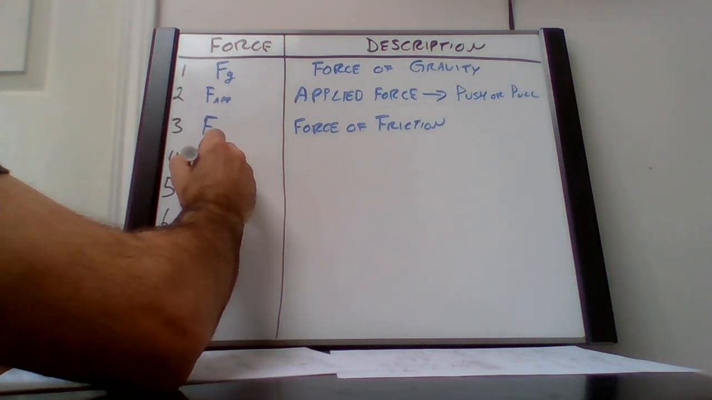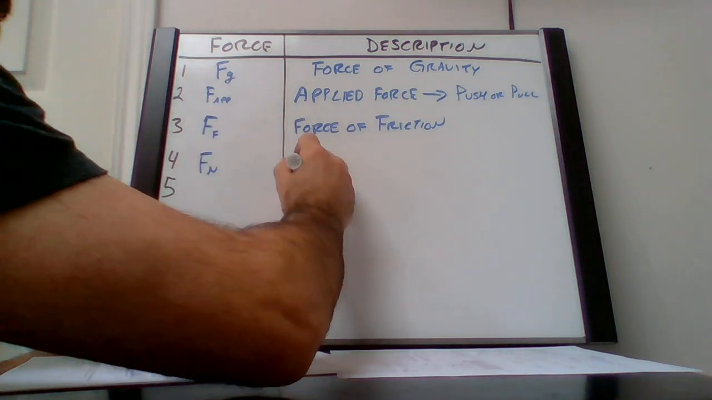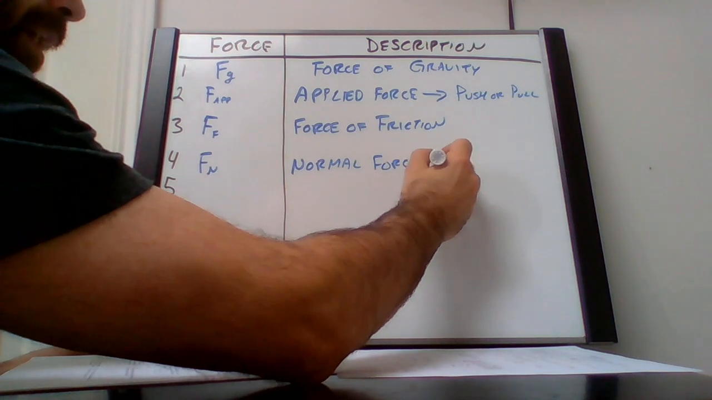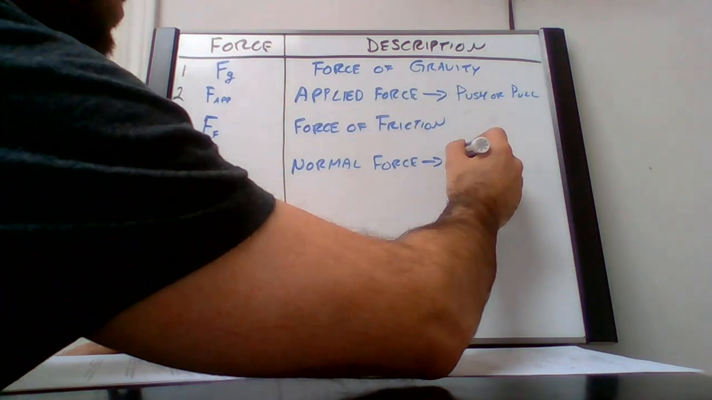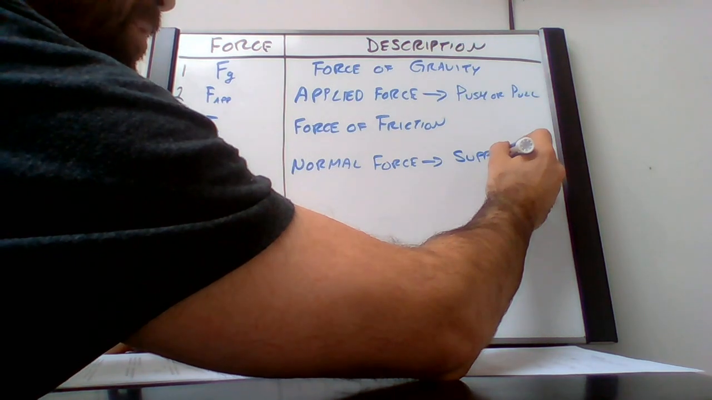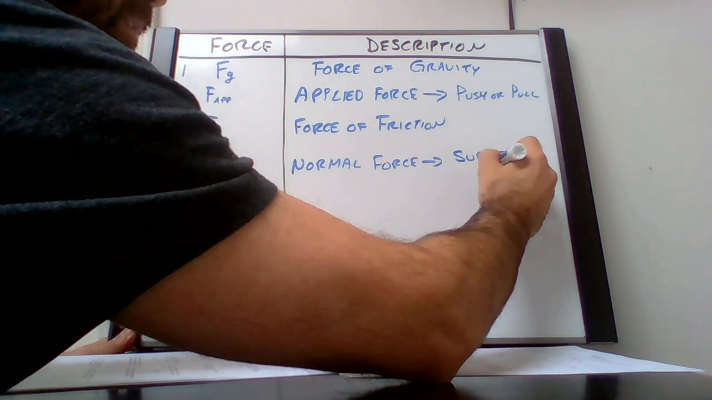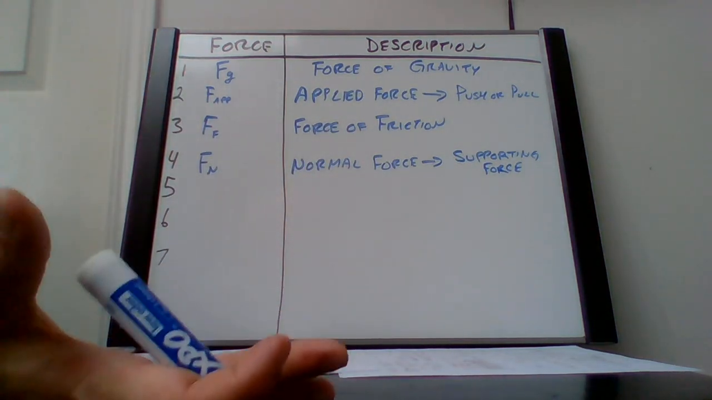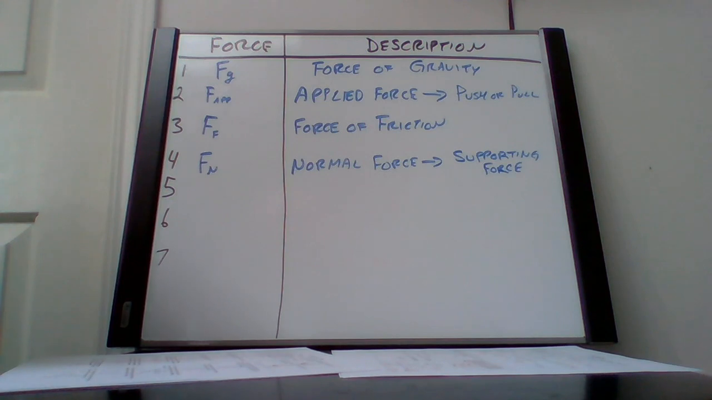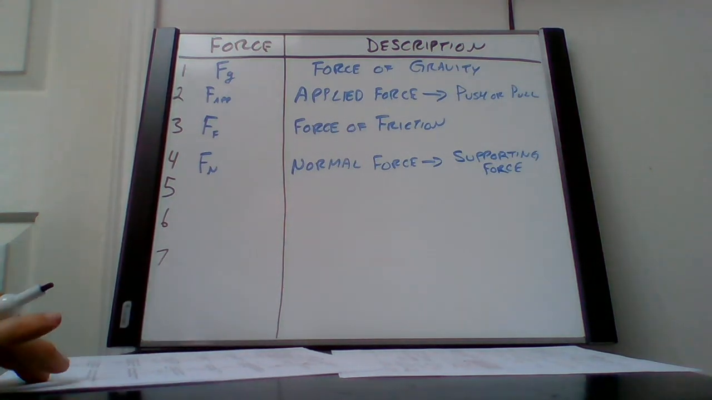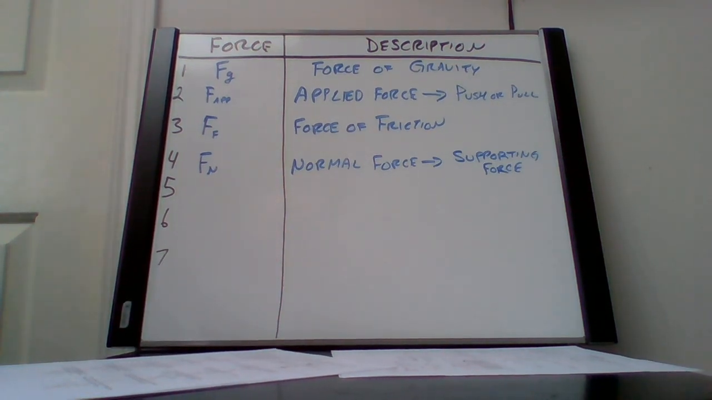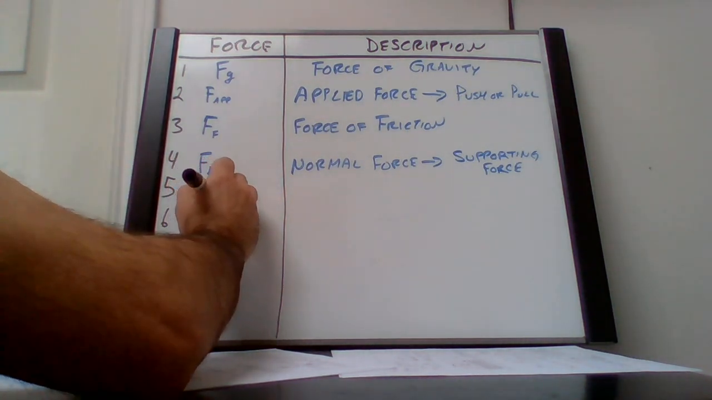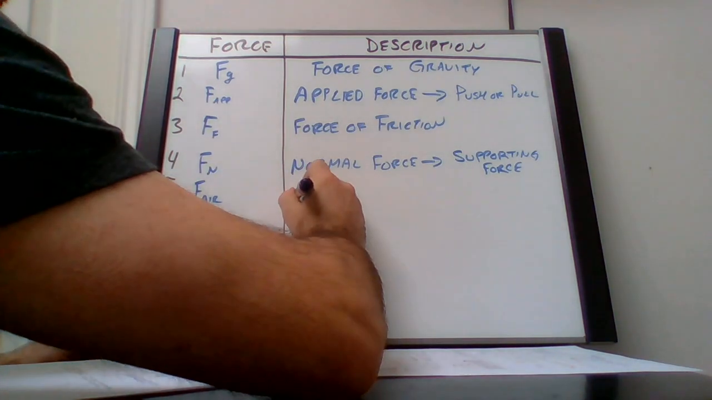Another one we've talked about here is the Fn. This is the normal force, sometimes described as the supporting force. It's the force of an object or of a surface supporting up whatever gravity is trying to pull down. Let's see, what else have I mentioned here? Oh, we've talked about this F air. This is air resistance.